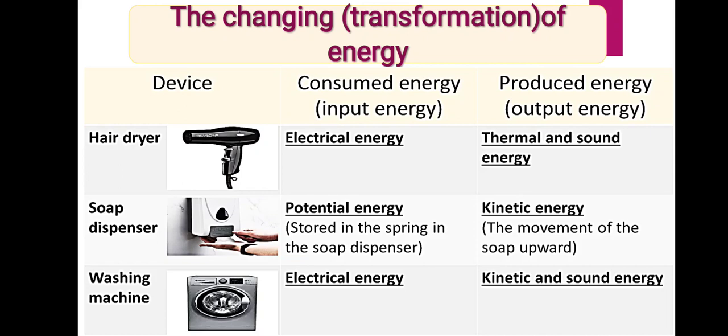So number 3, washing machine. The washing machine works by electricity. So the input energy is electrical energy. It needs electricity to make it work, and the output energy is kinetic energy and sound energy, because electricity will make the washing machine start to move, and also I can hear sound. So the kinetic and the sound energy are the output energy of the washing machine.